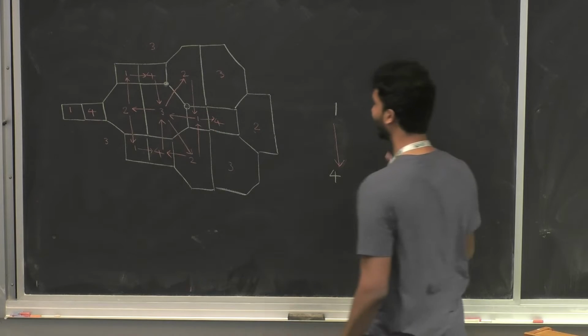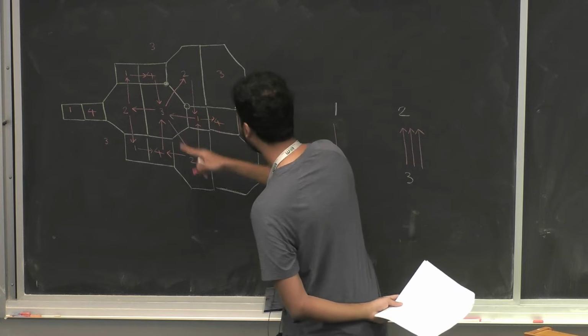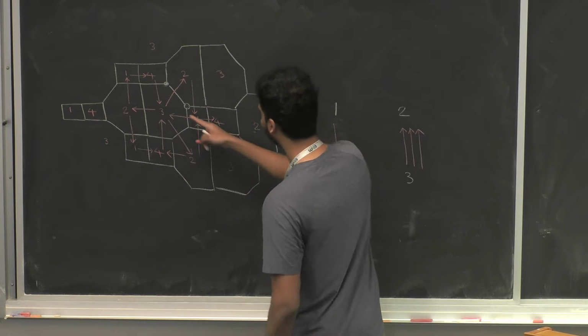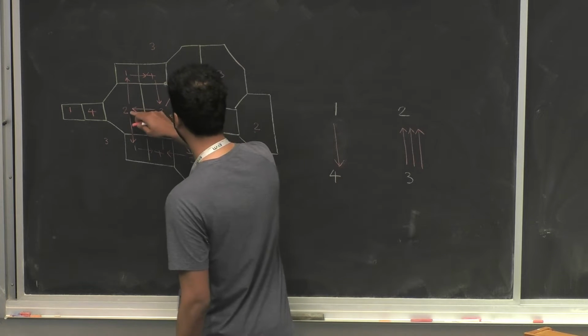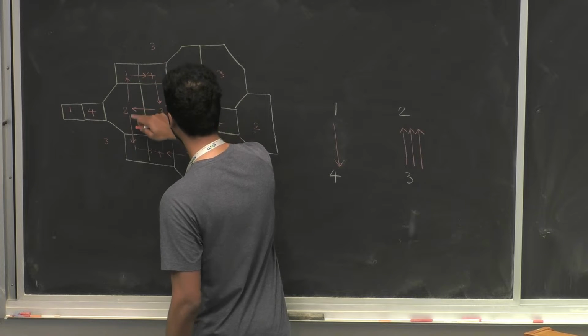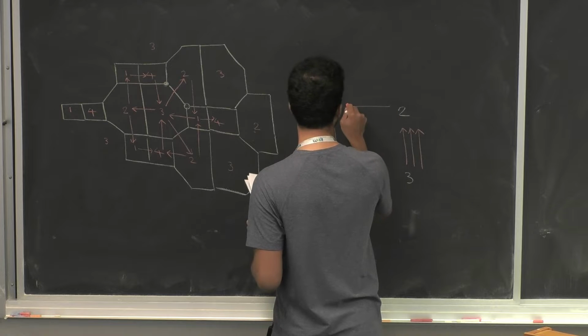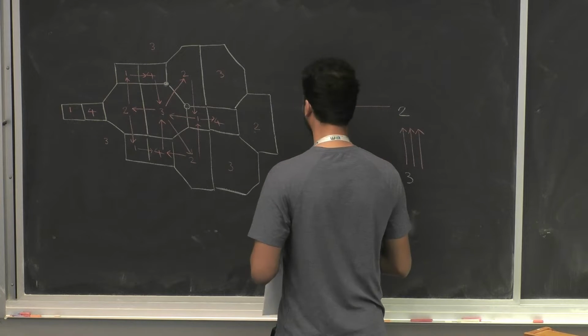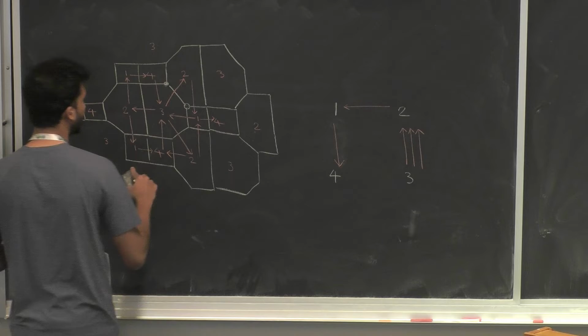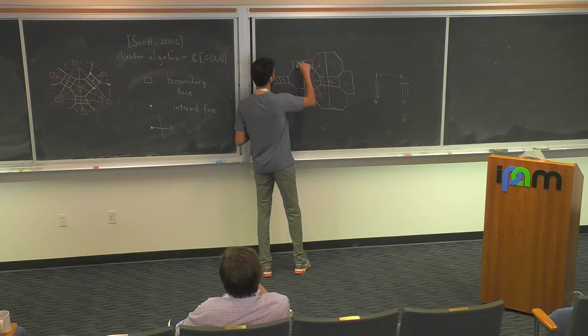So let's draw the whole quiver. So from 3 to 2, I have 3 arrows. From 1 to 2, or from 2 to 1, I have 2 arrows. Yeah, I think I want to change 1 and 4. So this should be my.